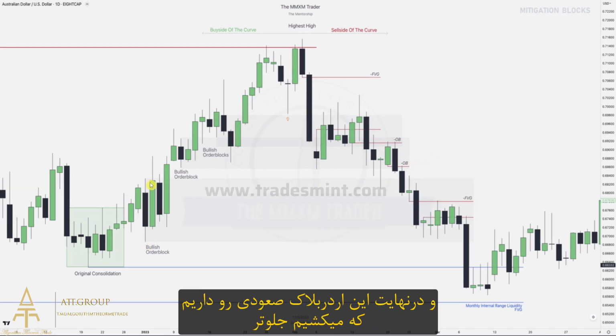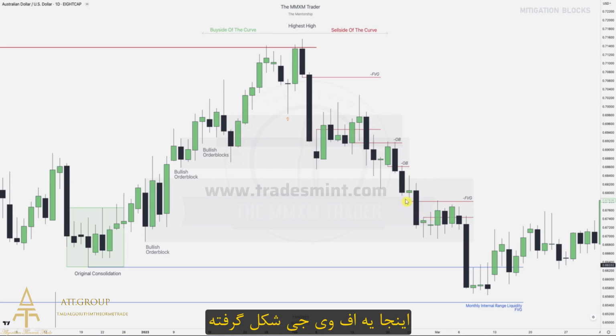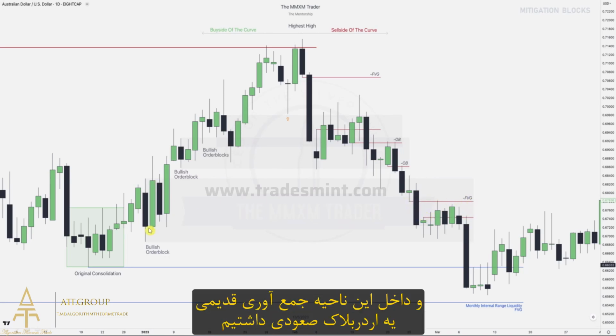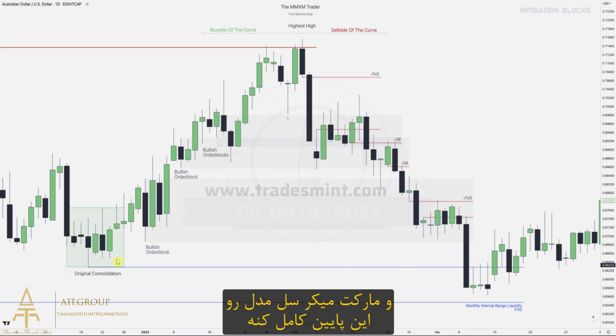And lastly, this bullish order block extended out in time. We are forming a new premium array over here, right? This fair value gap inside this old accumulation, this bullish order block, makes it even more probable this will hold and we can continue down for that last push and complete that market maker sell model down here.